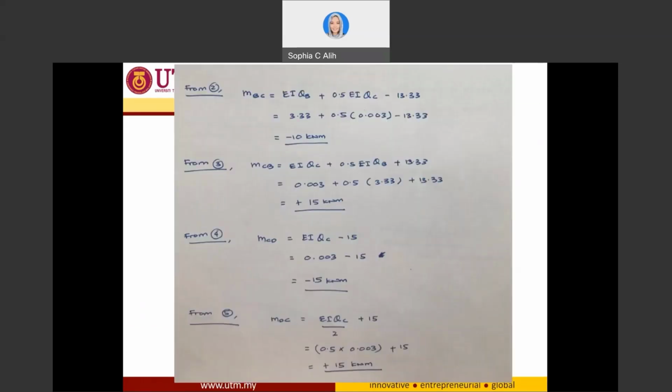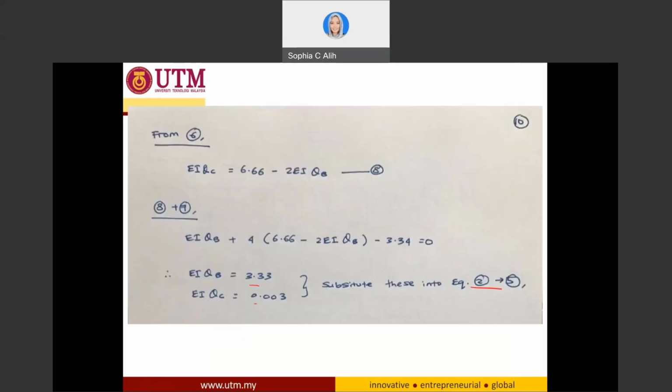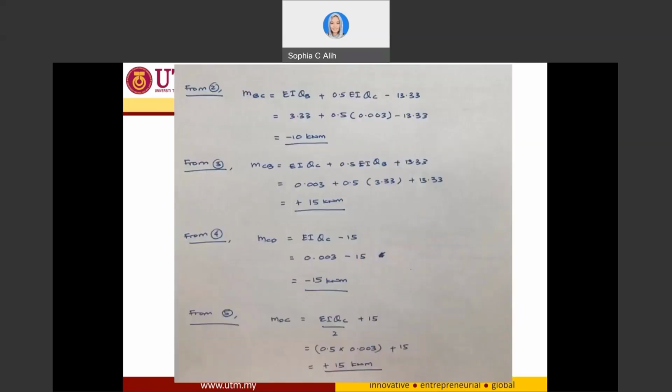Now, if I take these values and substitute them into equations 2 to 5 that I have already derived before, I'm able to determine the end moment value for BC, end moment value for CB, end moment CD, and end moment DC. So these are the values that I have already determined.